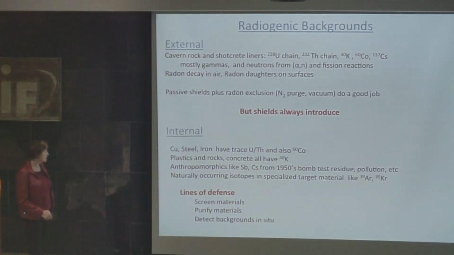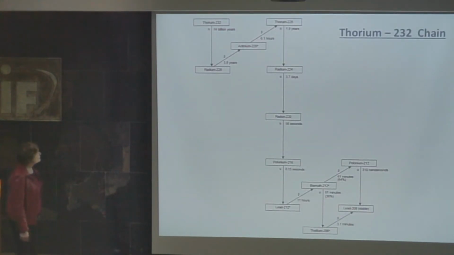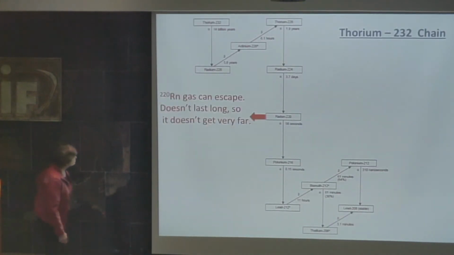And then, of course, your specialized target material itself might have a naturally occurring isotope, which is what happens with argon and xenon. So argon will have argon-39 as the thing they need to get rid of, and xenon has krypton-85 as the thing they've got to get rid of. That's inside of their target material right from the start. Lines of defense, of course, are to screen everything, also to purify materials, and just to make sure that you did this right, to detect all your backgrounds in situ. So here's the thorium chain.